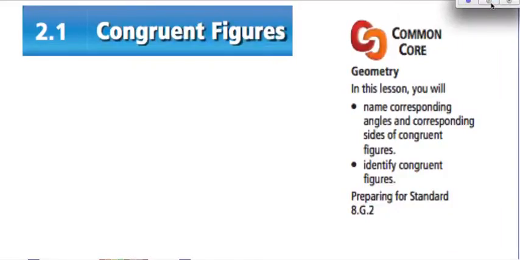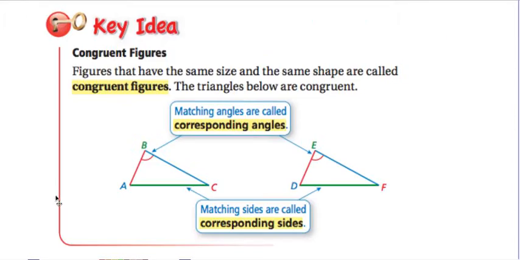Today we're going to talk about congruent figures. Congruent figures are figures that have the same size, the same shape. Everything about them is exactly the same. The matching angles are what we call corresponding angles.